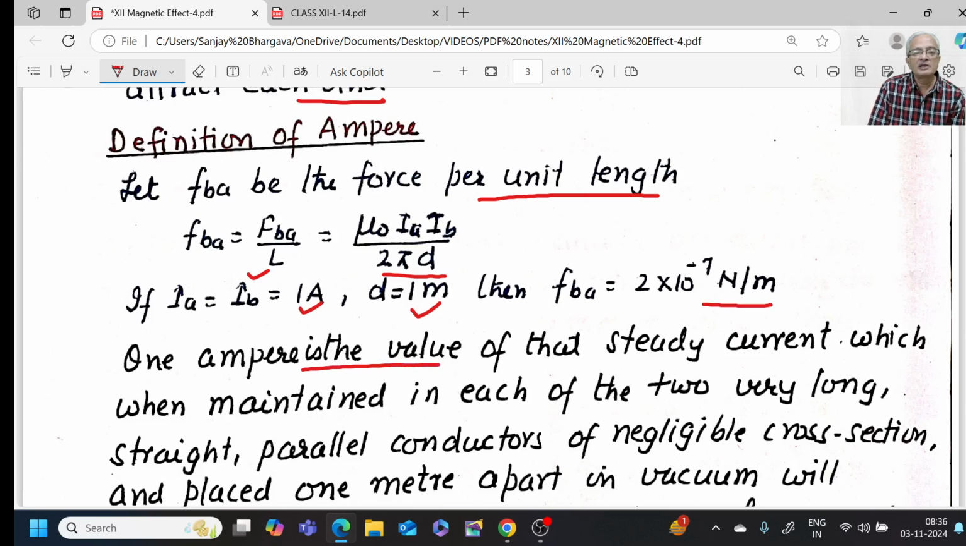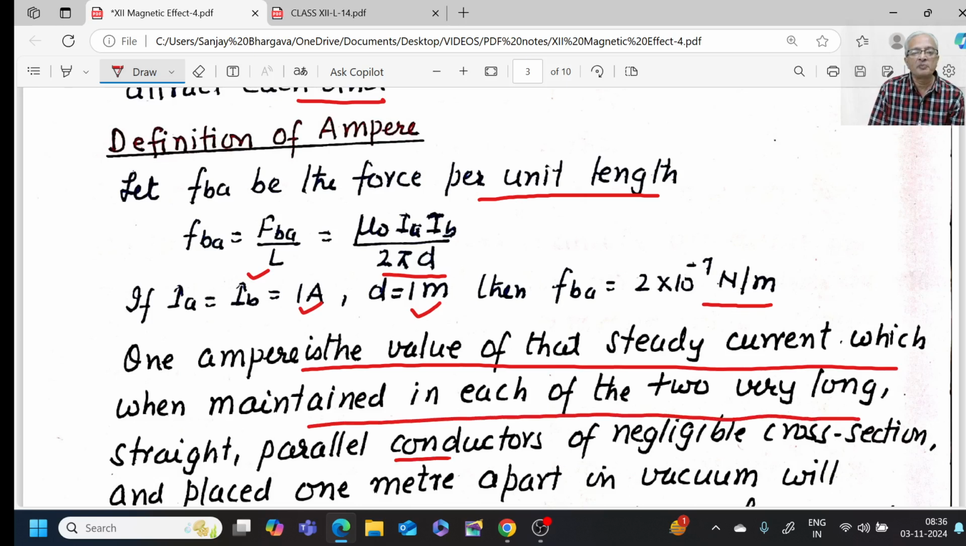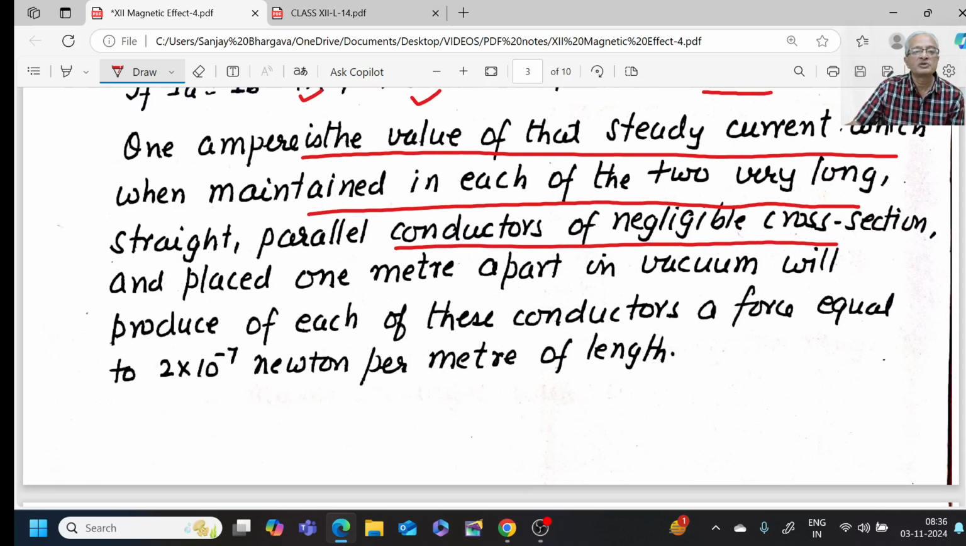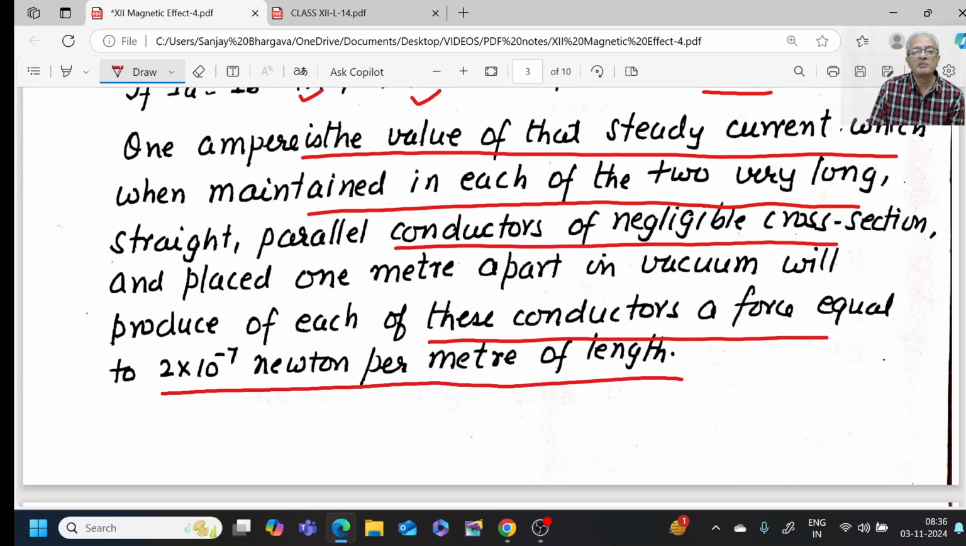1 ampere is the value of that steady current which, when maintained in each of the two very long straight parallel conductors of negligible cross section which are placed 1 meter apart in vacuum, will produce on each of these conductors a force of 2 into 10 raised to power minus 7 Newton per meter of length.